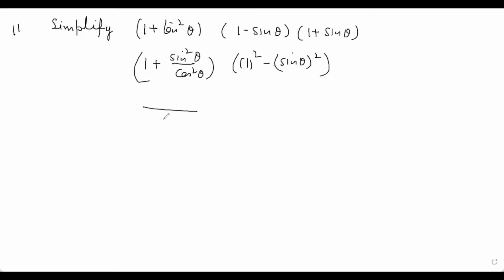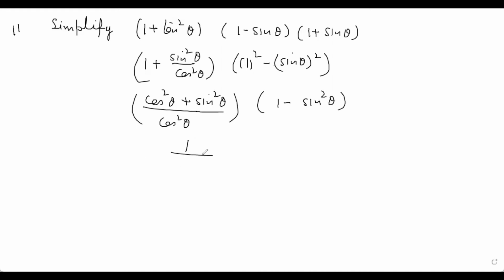Now take the LCM. This is cos²θ + sin²θ in the numerator, and this is 1 − sin²θ. Now this is 1 upon cos²θ, and 1 − sin²θ is cos²θ. And this cancels, we'll have 1.